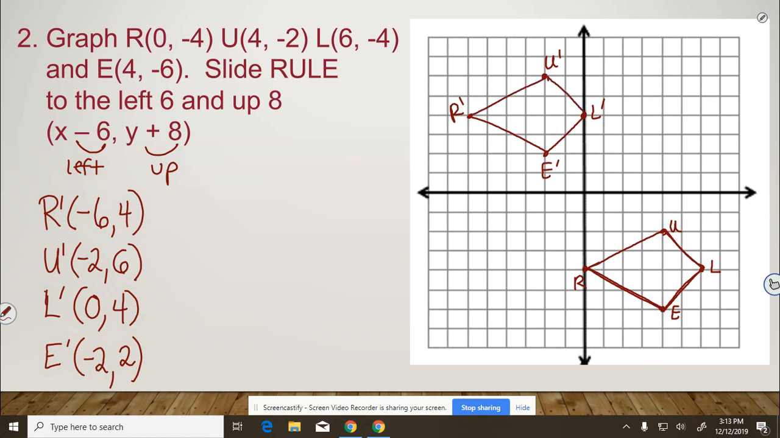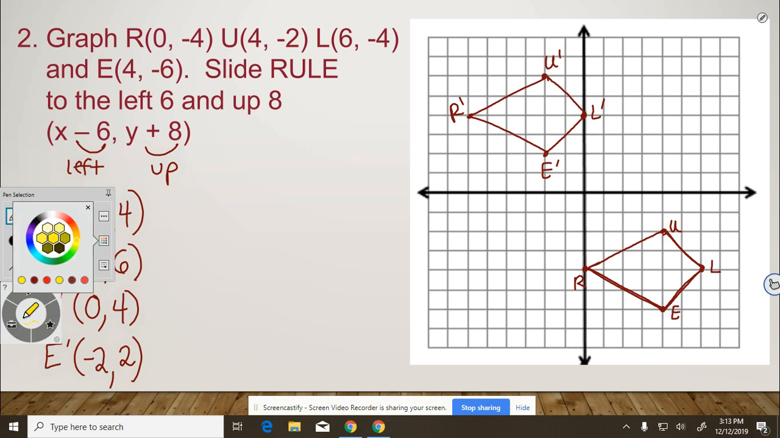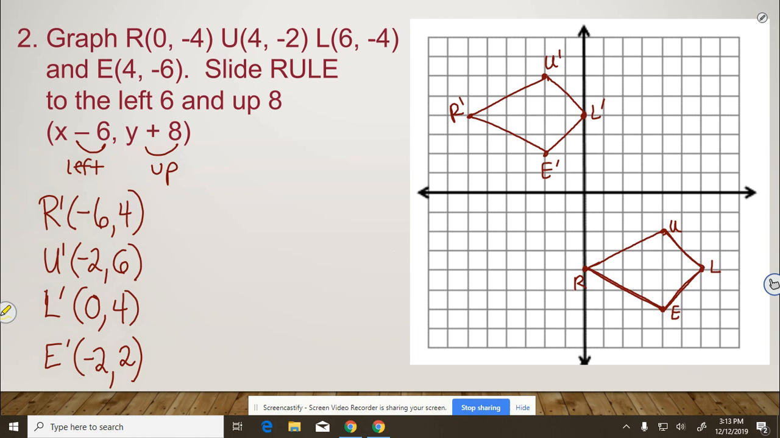And again, if we were looking really closely, you would see that each point is shifted left 6 and up 8, making our transformation result in exactly the same shape, a congruent shape, just in a different position on the coordinate plane.